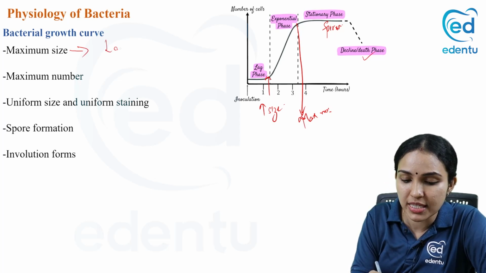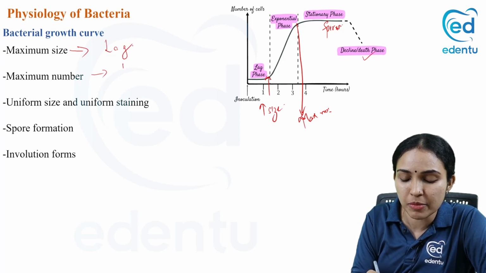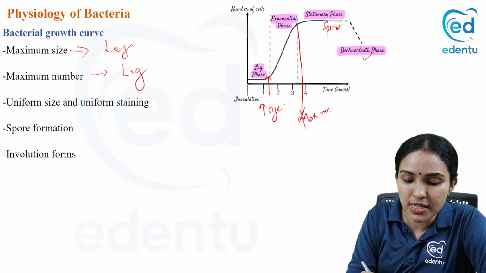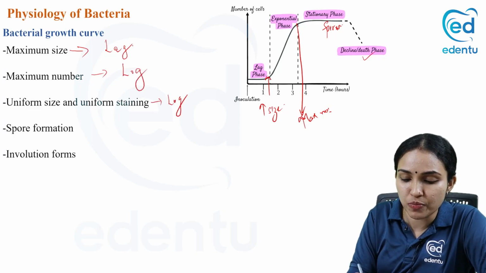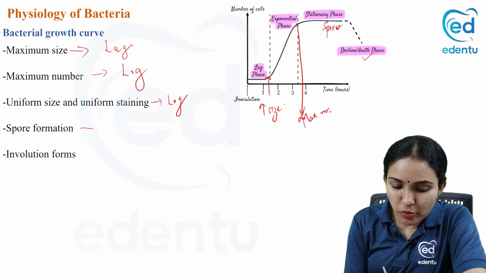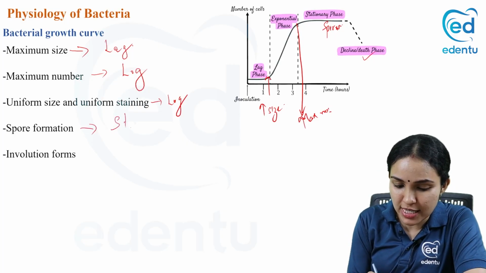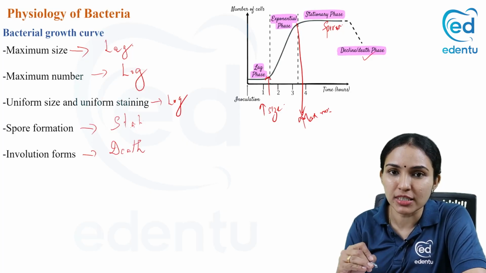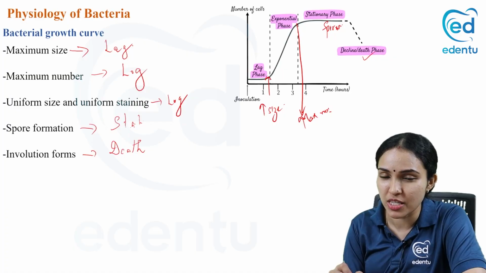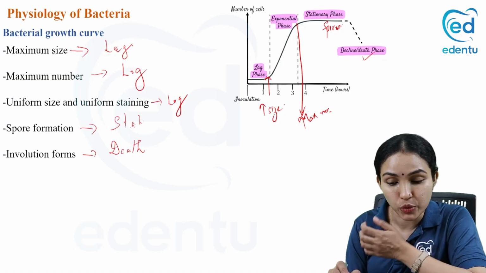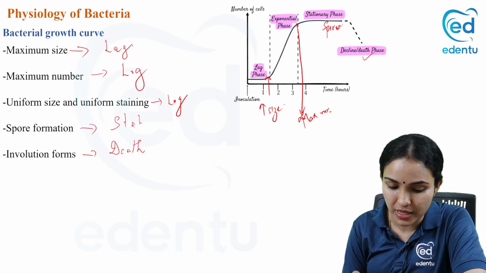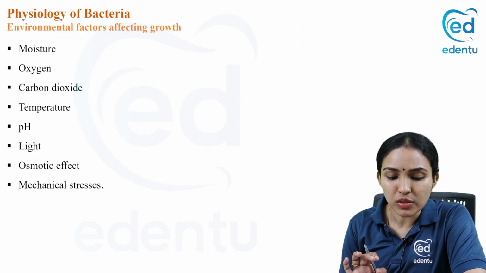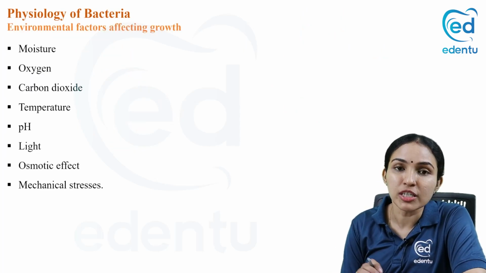So maximum size at the end of lag phase, maximum number at the end of log phase, and uniform size and staining is obtained in log phase. Spore formation is seen in stationary phase, and involution forms are seen in the death phase. Involution means aberrant, swollen forms. So these are the different points. All these can be asked as MCQs, and the bacterial growth curve is an important 5-mark question which is asked for the exams.